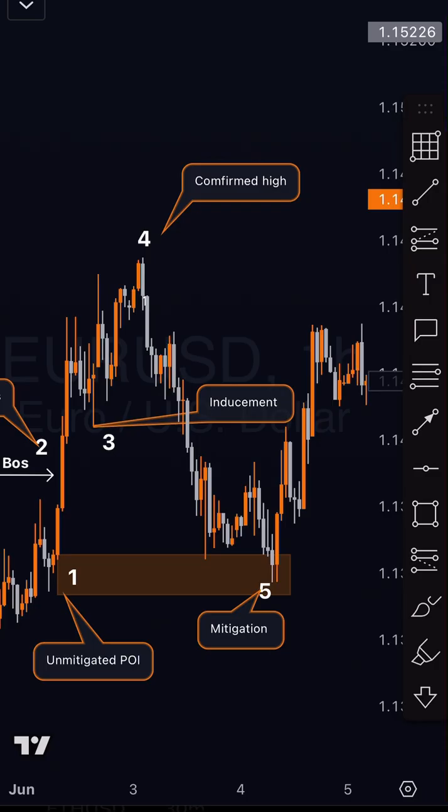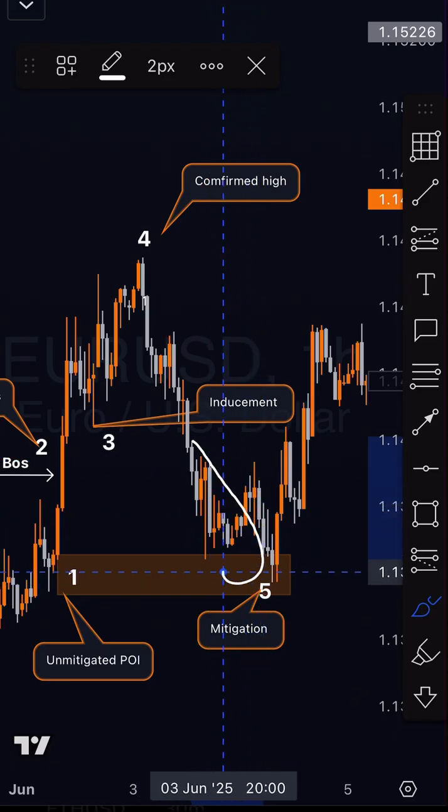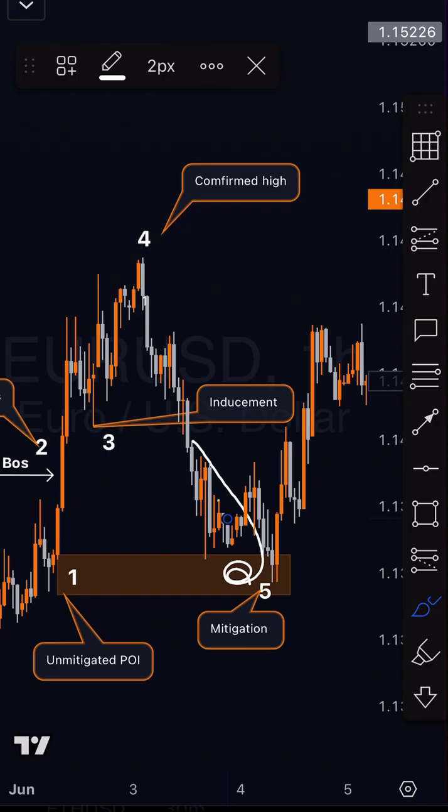Fifth step, guys. I'm sorry. You have to look for price to come back and mitigate step one. You know what I mean? Price has to come back and mitigate the point of interest, guys, the order block. Already in the first step, I told you that this is the unmitigated order block, guys.